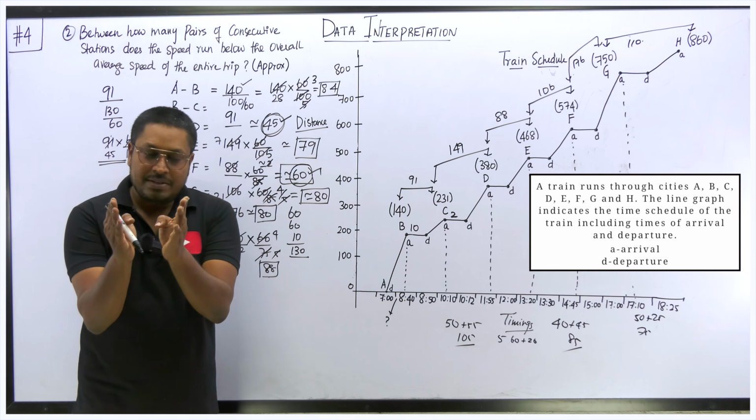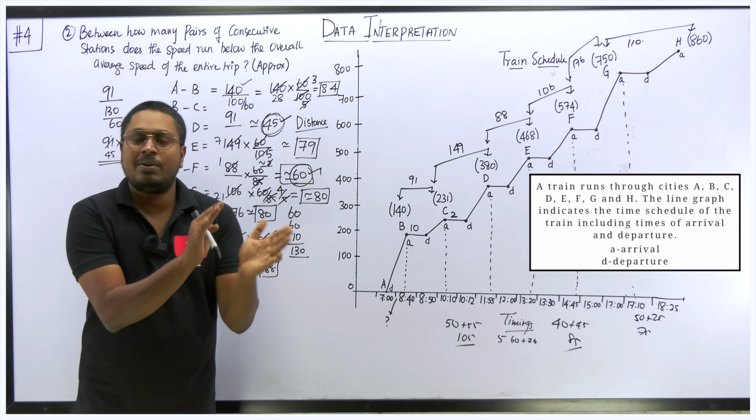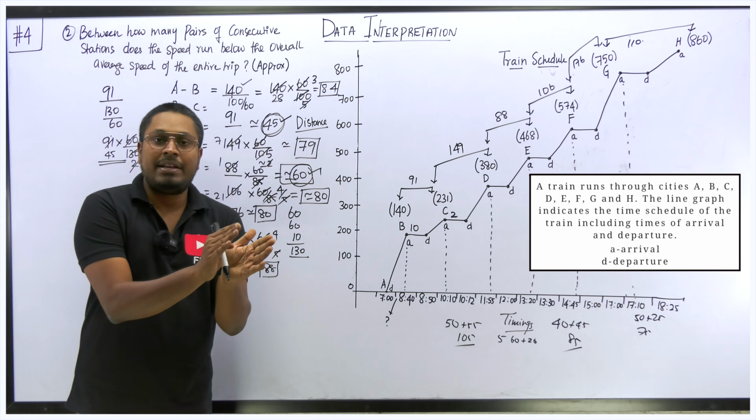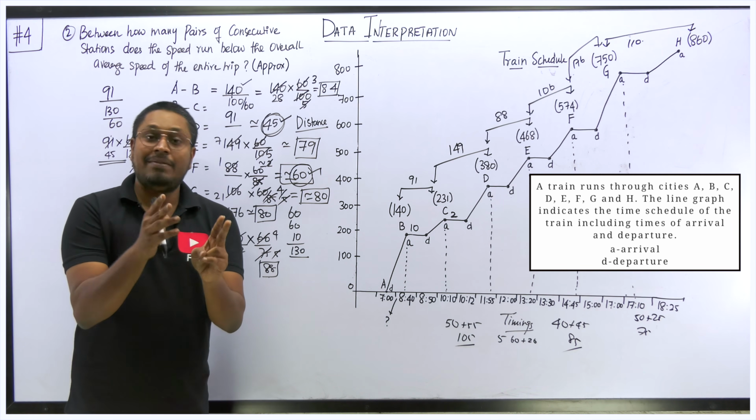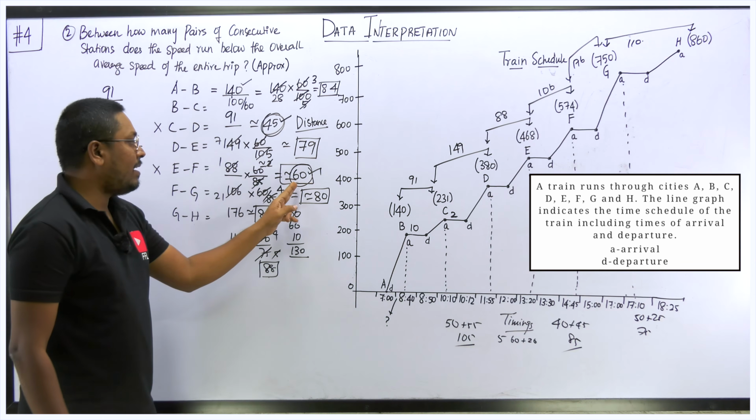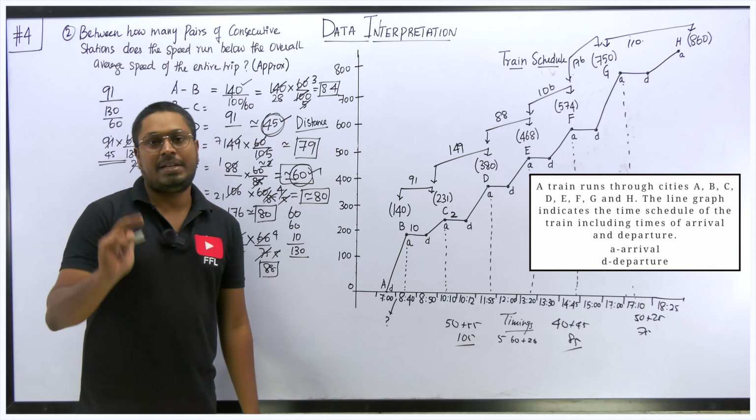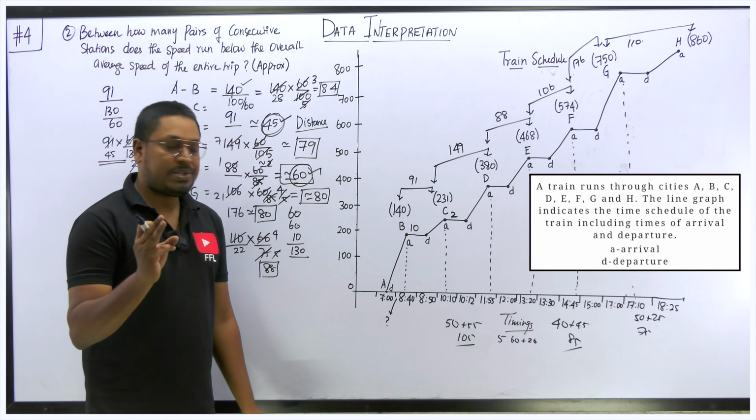So definitely the average will be around 79 or 81, something around that. If the average speed is 75, then there are two speeds which are below the average speed. One will be 45, second will be 60. So we can say 2 stations will be the answer for question number 2.